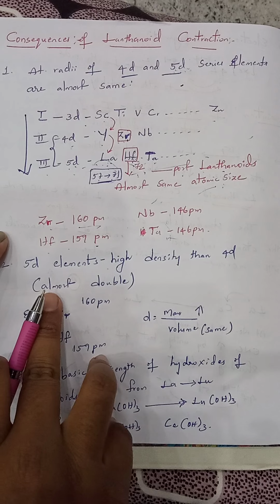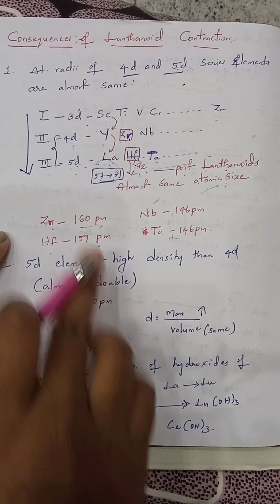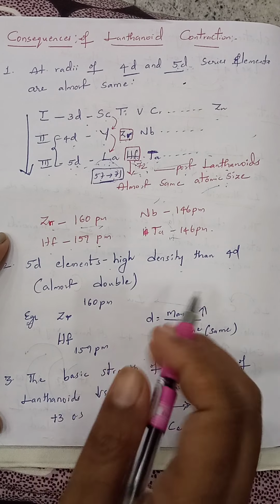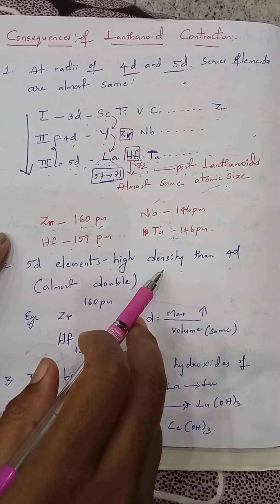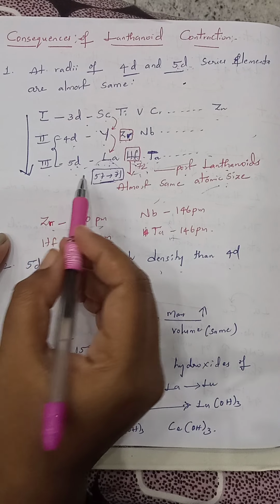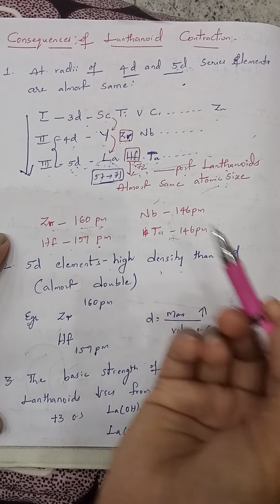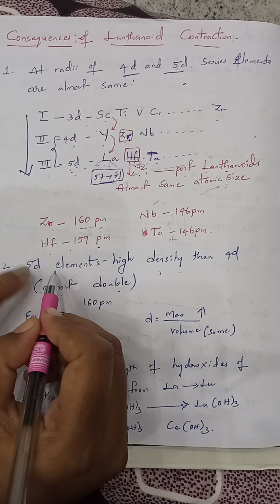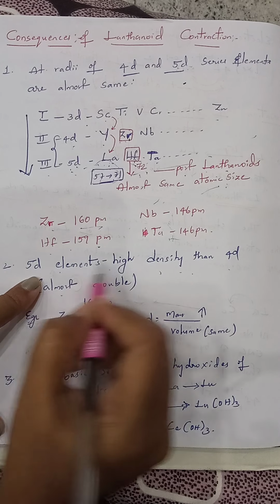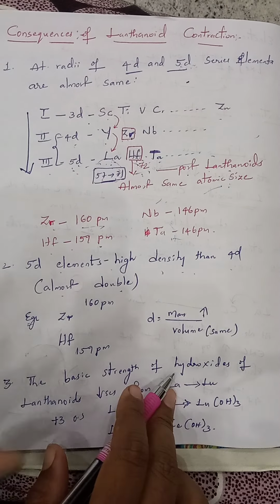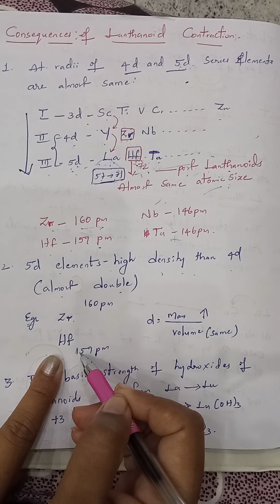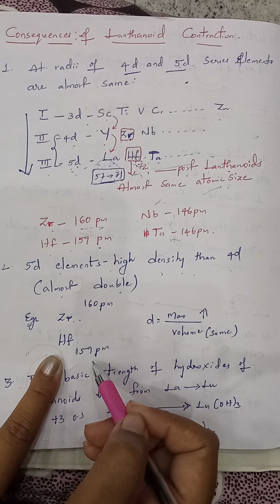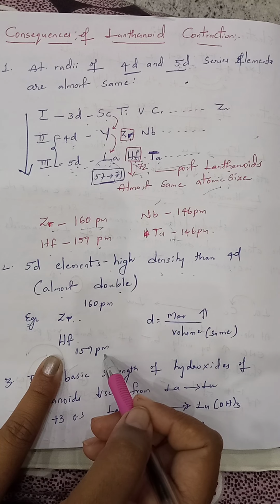The second consequence is that 5d series elements have higher density than 4d. Here atomic radii is completely different from density. The density of 5d series elements is higher than that of 4d series elements, almost double. Example, we can take zirconium and hafnium. Zirconium's atomic radius is 160 picometers. Hafnium's atomic radius is 159 picometers.